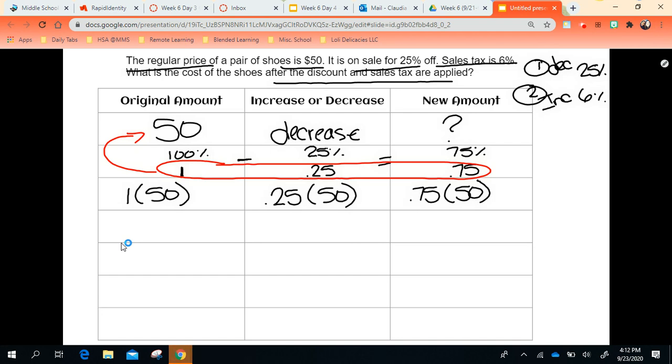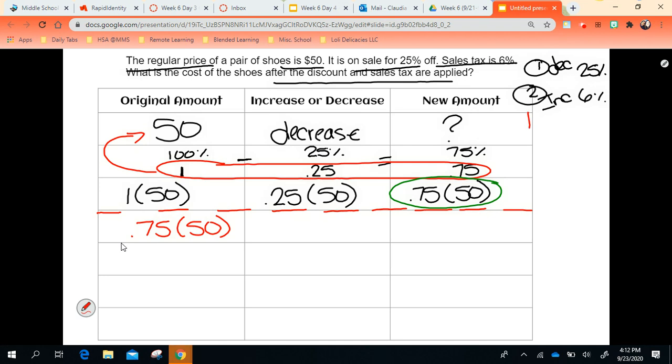So right there, we are done with our first step. So I'm going to kind of draw a line here to signal this is where our first step is done. Now, our new percent, or our new amount, now becomes this expression right here. So I'm going to go ahead and write 0.75 times 50 in our original amount box. Then we're going to go ahead and work on our second step.